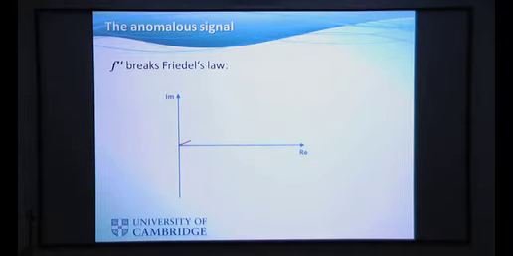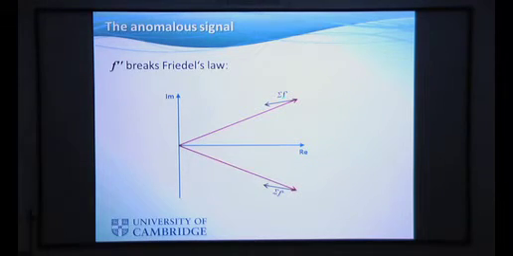And this makes sense because F double prime breaks Friedel's law. So these are the two Friedel vectors. This is the Friedel pair. And the F prime contribution is usually pointing a little backwards. Not exactly backwards, but it usually points in the other direction.